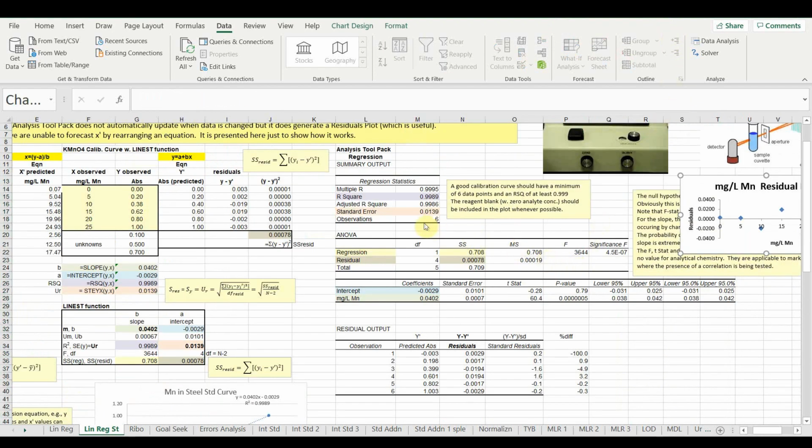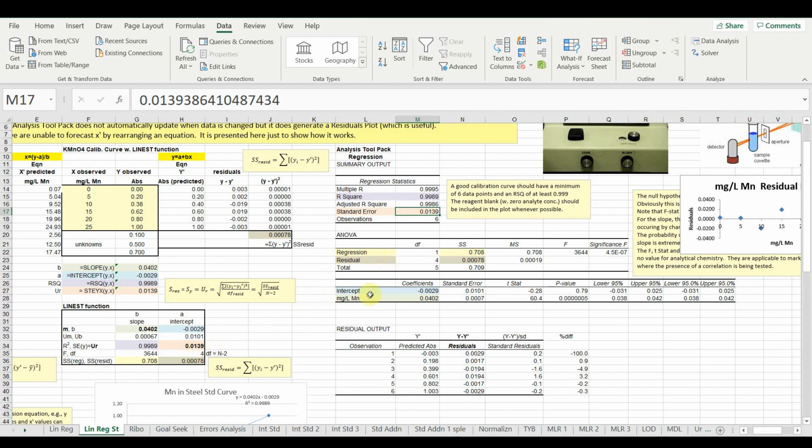So what do we see here? A lot of the same values generated by LINEST and some more. So here is our R-squared value, 0.9989. Multiple R is the Pearson correlation coefficient, just the R value. The adjusted R-squared is something we will use in a later application. Here's the standard error of the regression, 0.00139.